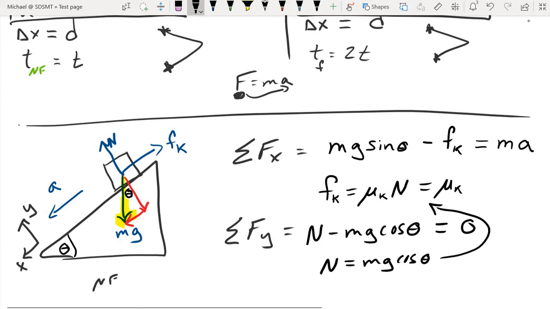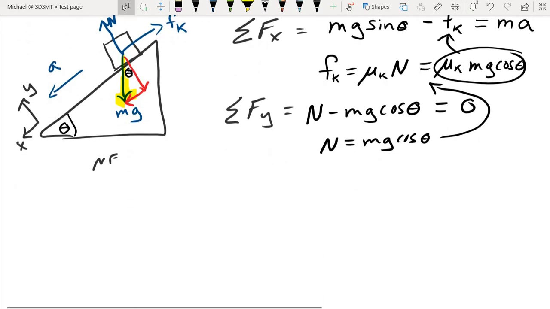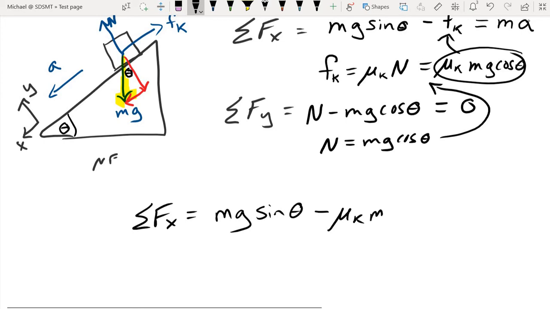Mu kn now equals mu k mg cosine theta, and that will be substituted in for f of k. So we need some more room. Our sum of forces expression in the x direction so far is mg sine theta minus mu k mg cosine theta equals ma.